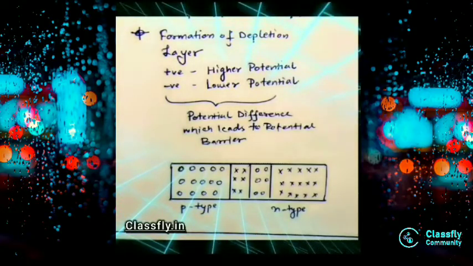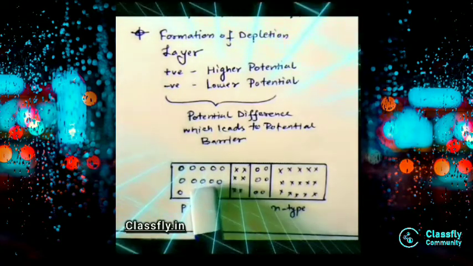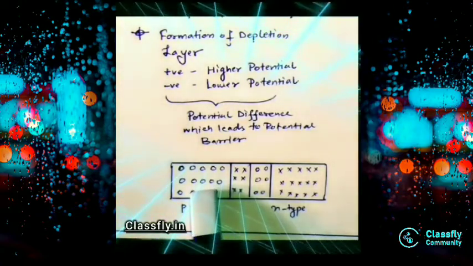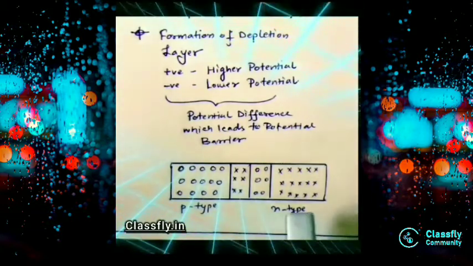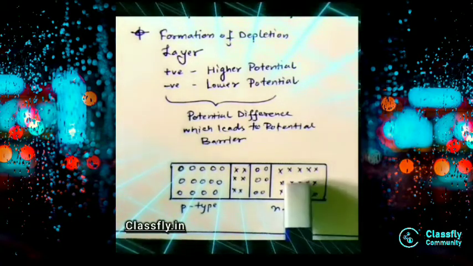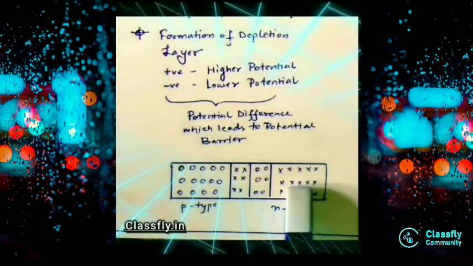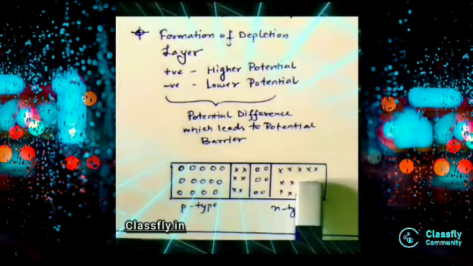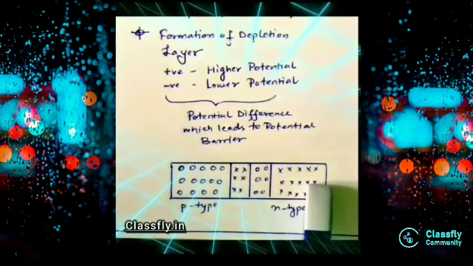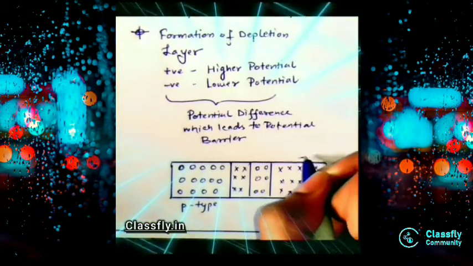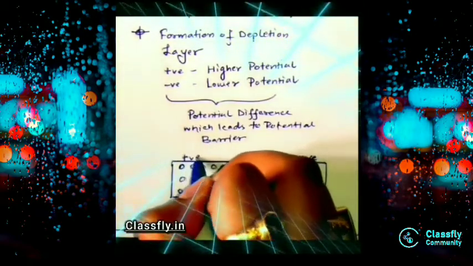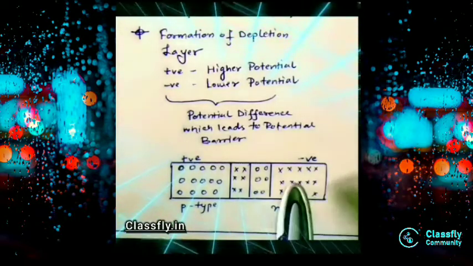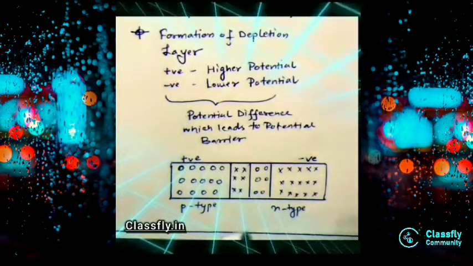Now we will do the most important topic, that is the formation of the depletion layer. See, we know that in the junction there is a p-type which has a majority of holes, and holes are denoted with a circle here, right? And in the n-type we know that the majority is electrons, and electrons are represented here as crosses. So whenever there is positive and negative, there will be an attraction. The electrons are negative and the holes are positive. That means they both will have an attraction between them.